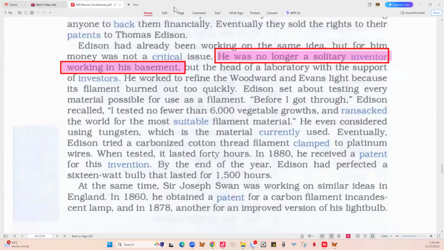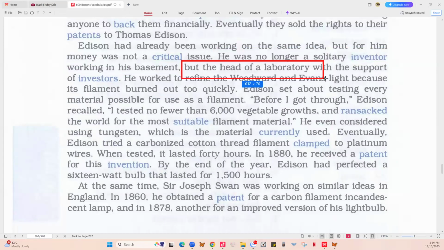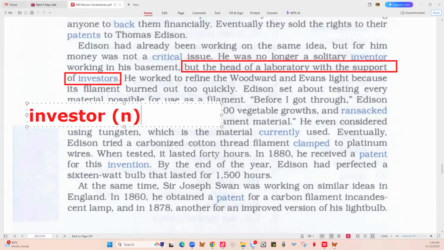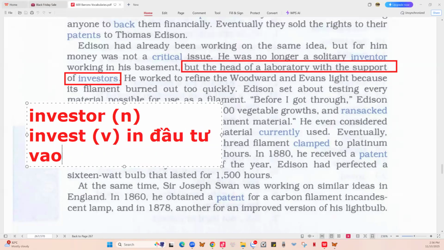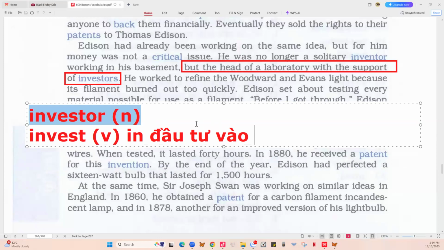All right, so let's check the next sentence. The head of the laboratory with the support of investors. Investor. What is the action verb? Investor is a noun. Show me the action verb, please. That is invest in. Đầu tư vào. So, first of all, show me the meaning of the word investor. What is investor in English? What does investor mean in English?